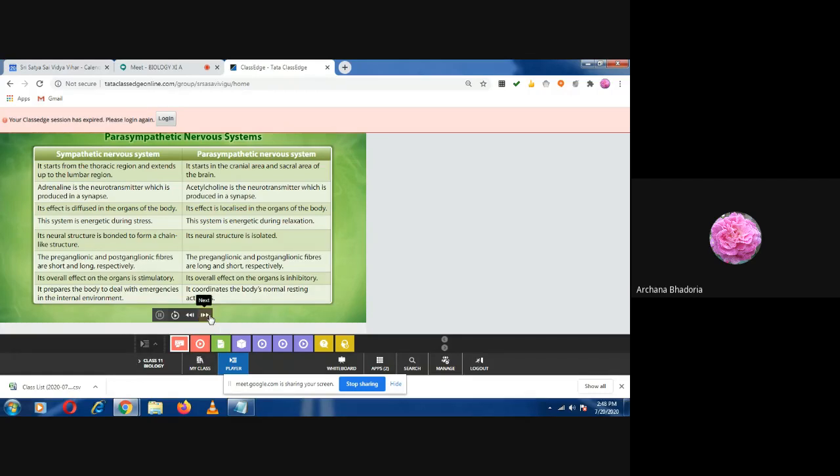Did you note down, everyone? Ma'am. Ma'am. Yes. Ma'am, where is the lumbar region located?